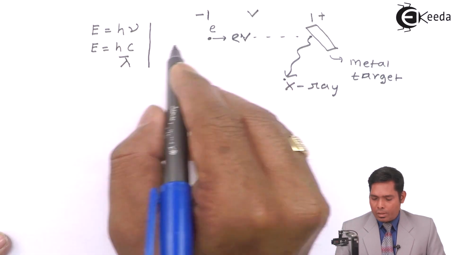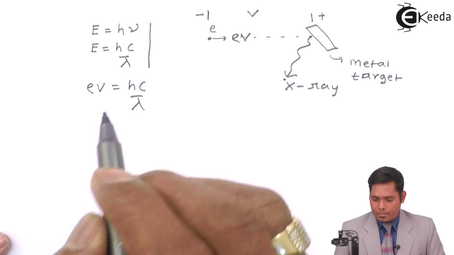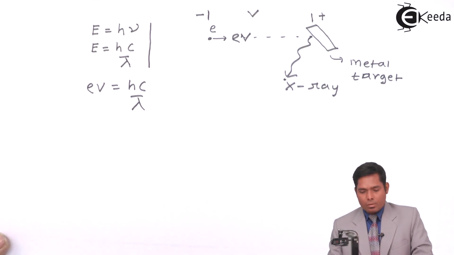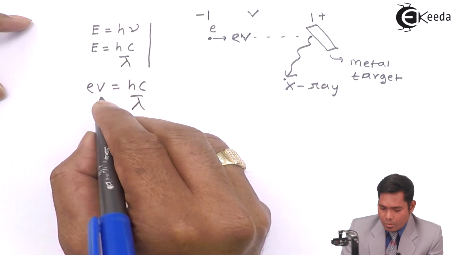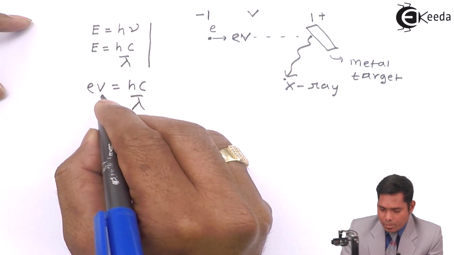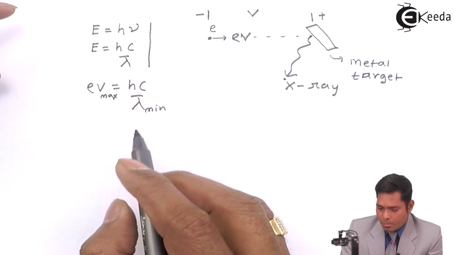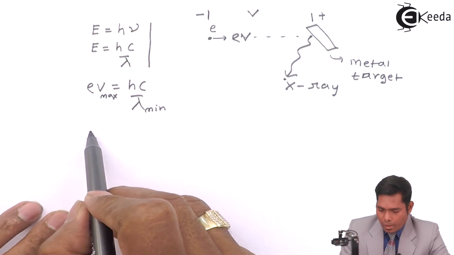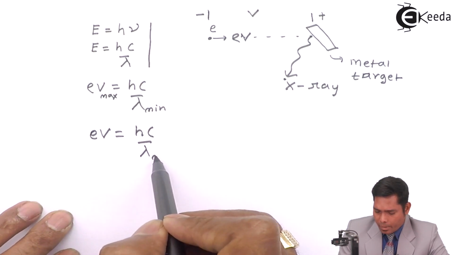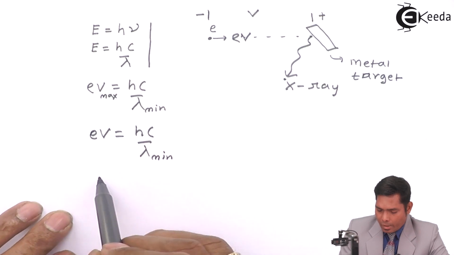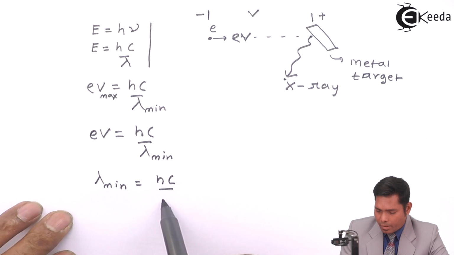So in place of E, I can write eV. eV is hc by lambda. When this is maximum, lambda will be minimum. So I can write eV as hc by lambda minimum, and I can write lambda minimum as hc by eV.